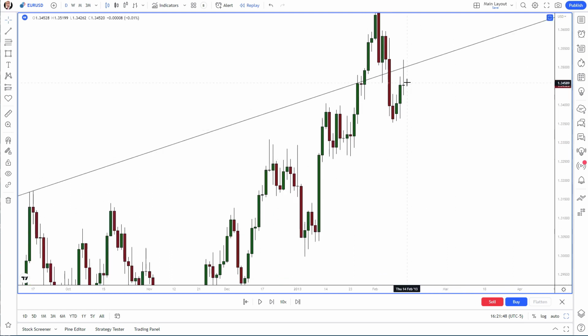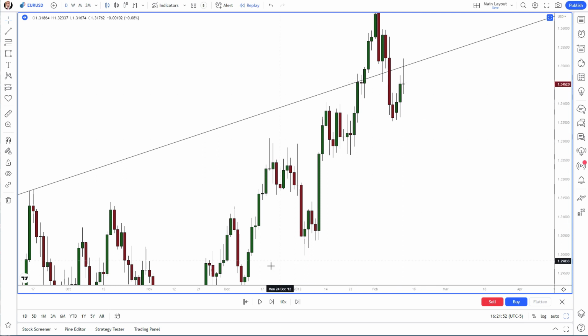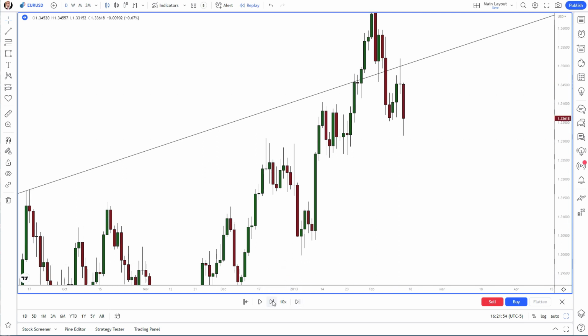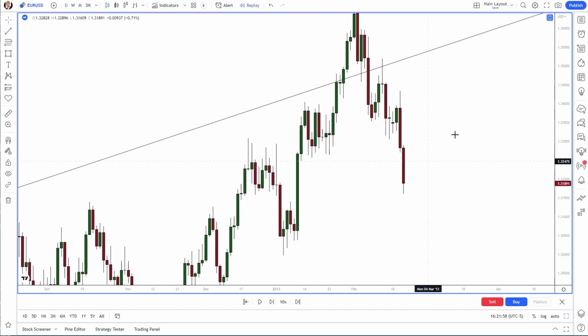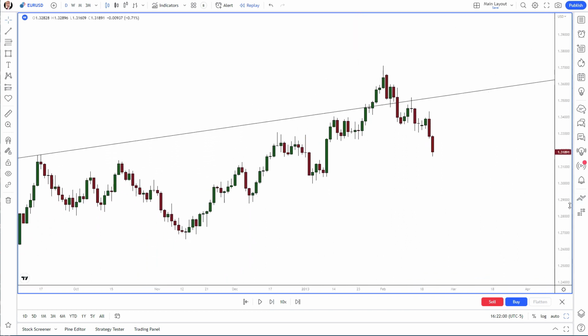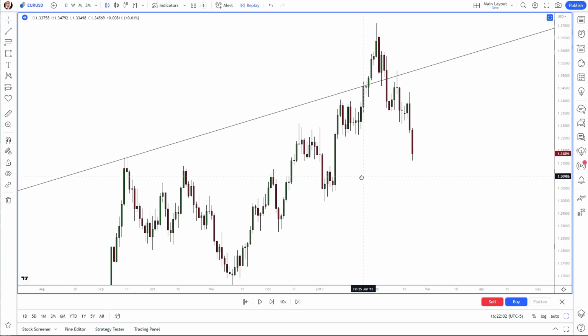But again, this trend line told me that we were probably going to find resistance, and it turns out I was absolutely correct. Okay, and you can see how that works. So just a funny little story there.